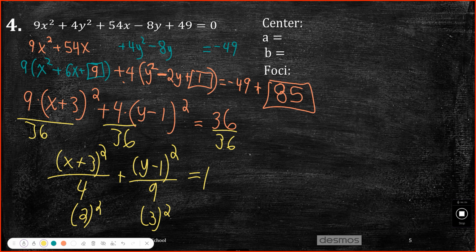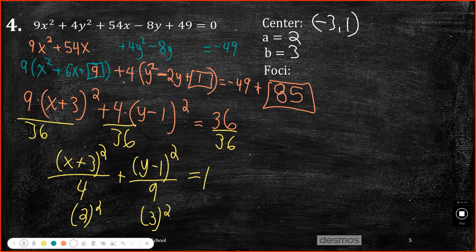Okay, so now what's the center? Anybody? Let's get it down because we're running out of time. Is it negative 3, positive 1? What's the A value? You said 2? A, the length along the X, is 2. What's the B value? 3.